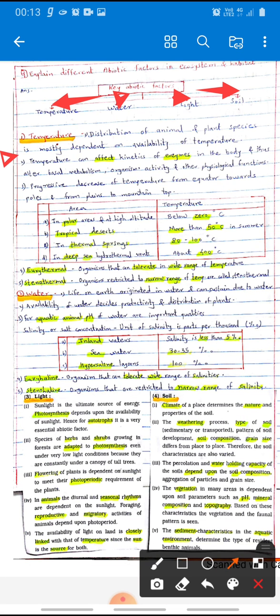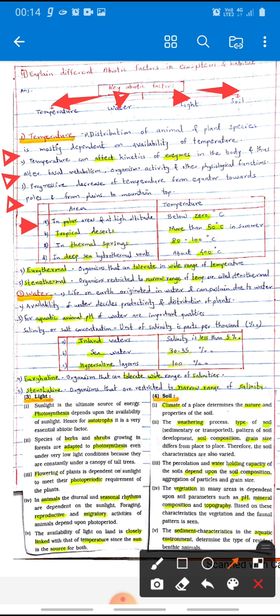The distribution of animal and plant species mostly depends on the availability of temperature. Temperature can affect the kinetics of energy in the body, and so it can mostly alter basal metabolism, organism activity and other physical functions. There is a progressive decrease of temperature from the equator towards the poles and from plains to mountain tops. So there are different areas and temperatures.